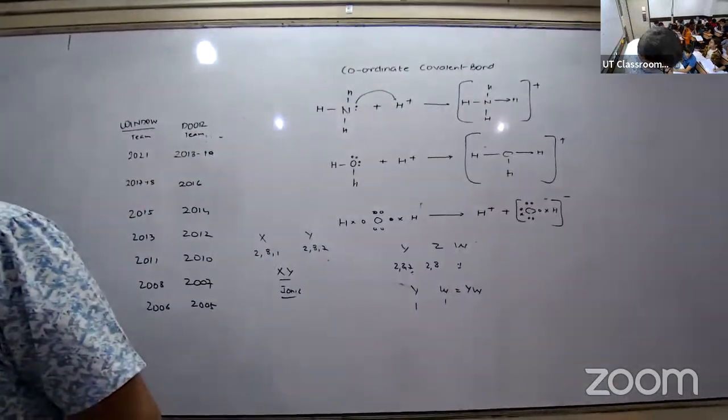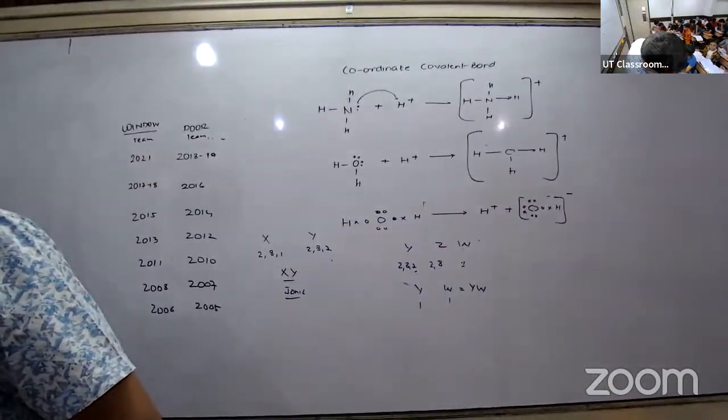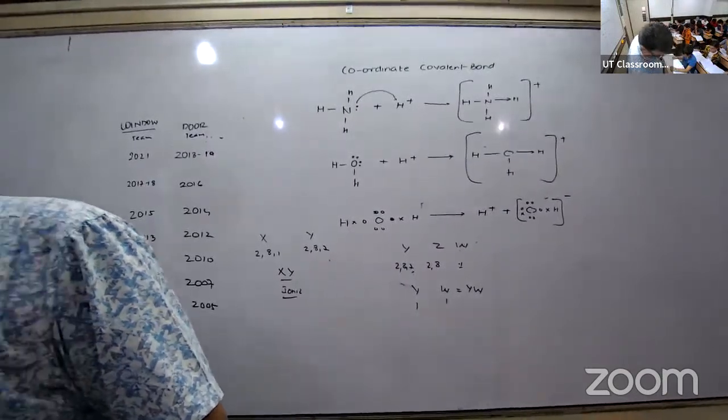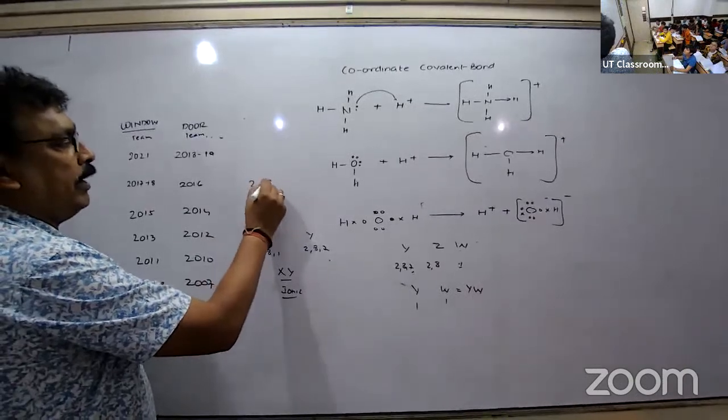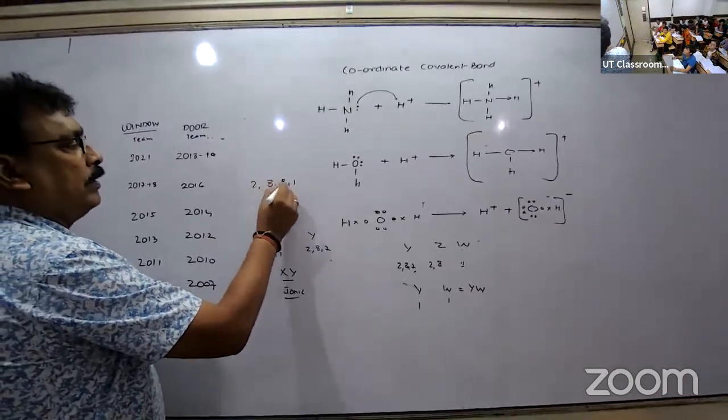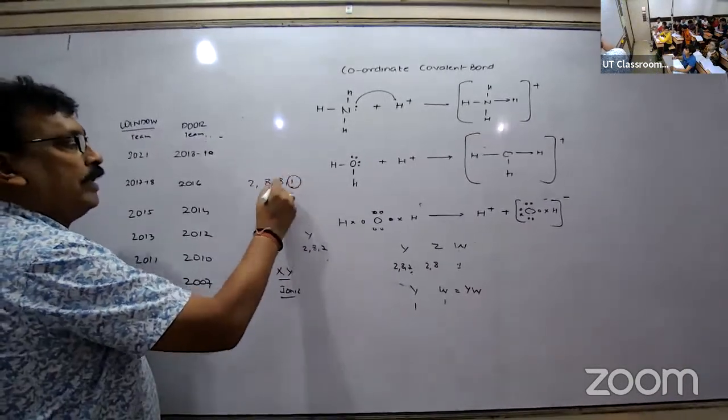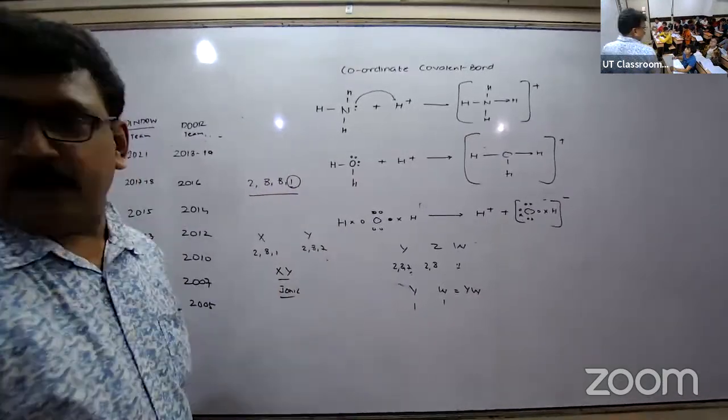Fifth question. An element with atomic number 19. What will be the electronic configuration of 19? It is potassium, so it will lose one electron. It will lose and get oxidized.